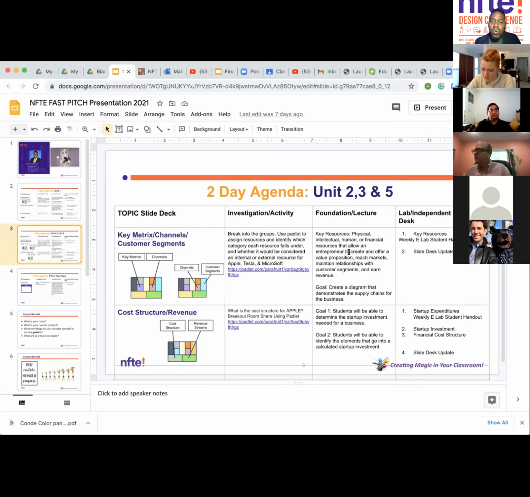Key resources can be physical, intellectual, human or financial resources that allow the entrepreneur to create a value proposition that reaches their market. I think that hits right on target. Are there any key resources that you guys have that you might need for your business moving forward?